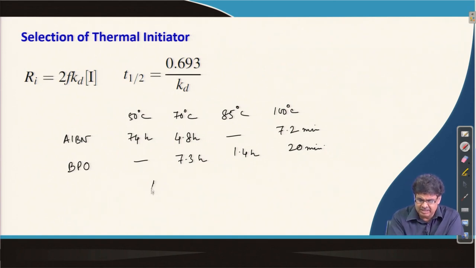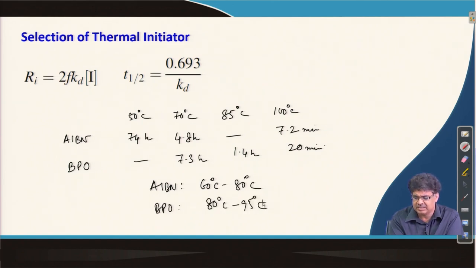So generally AIBN is used in the range of 60 degree centigrade to 80 degree centigrade, and benzoyl peroxide is used in 80 degree centigrade to 95 degree centigrade. So what reaction temperature is required is also given by the solvent which we are using. Depending on that, we choose the radical initiator which we want to use for our polymerization reaction.